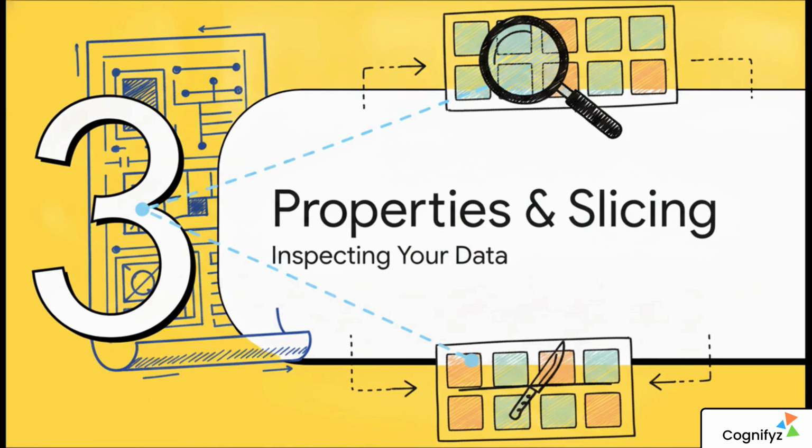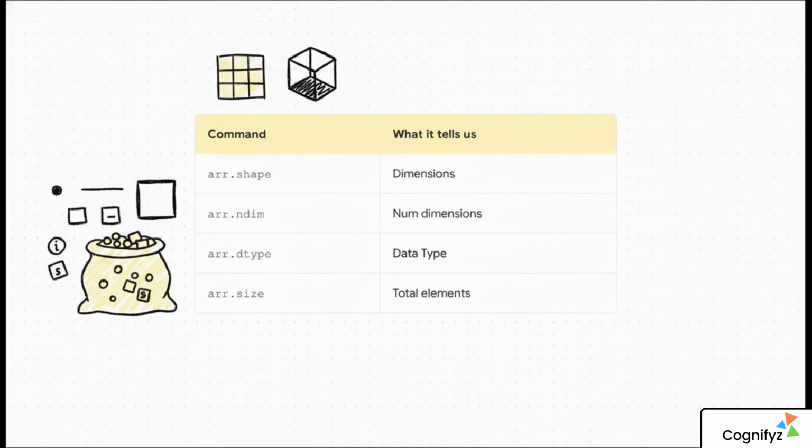Okay, on to Section 3, Properties, Slicing, and Indexing. Now, these commands right here aren't just syntax. They are direct commands asking NumPy to hand over the structural blueprint of your data. Think of it like X-ray vision. If you have a mystery array, you can use .shape to see its exact layout, like exactly how many rows and columns it has. Use .ndim to ask how many dimensions it has.